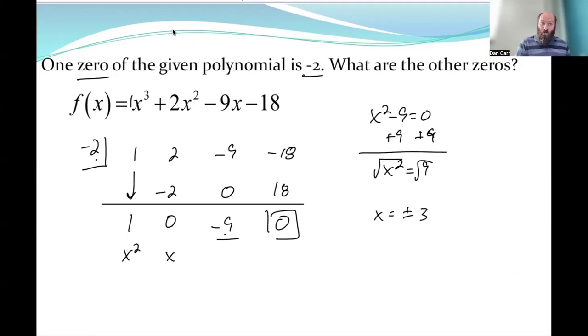So all of my zeros for the polynomial are at (-2, 0), (3, 0), and (-3, 0). So we're crossing those 3 times there.